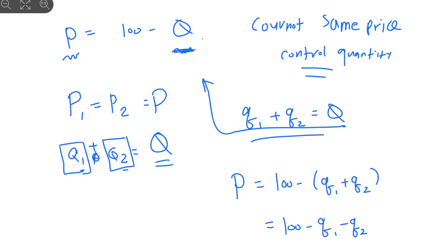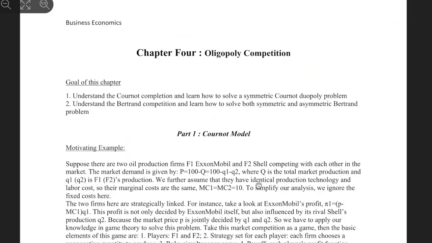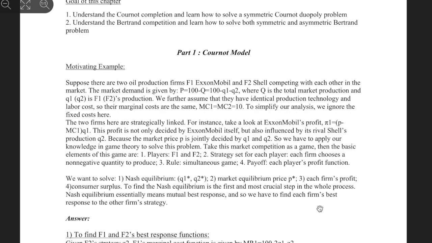So let's go back to the slide. We're talking about why we have the production function, and it goes to 100 minus q1 minus q2 because the big Q, the total quantity produced, equals what? The quantity produced by firm 1 and the quantity produced by firm 2, because we only have two companies, Exxon and Shell, in the market.